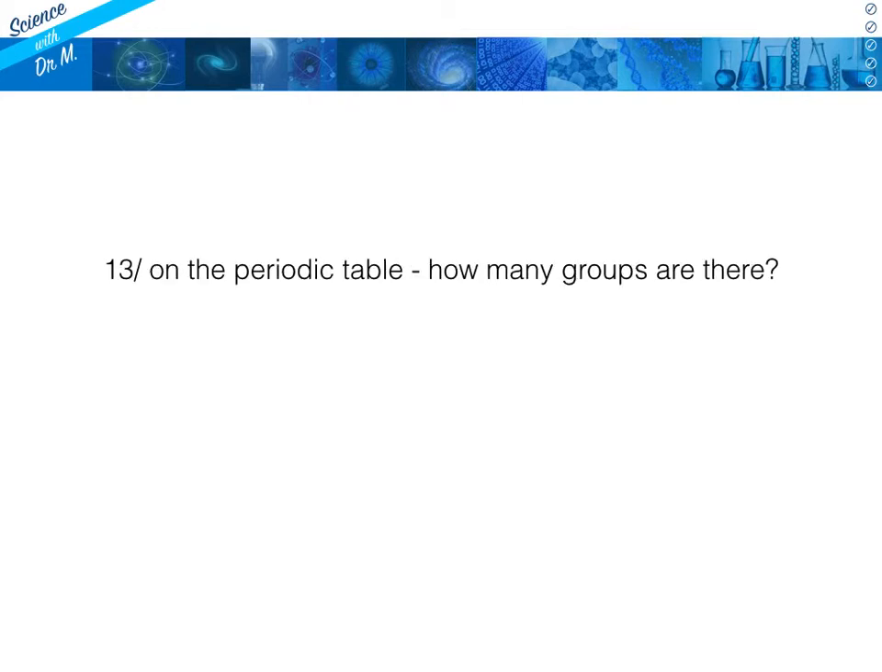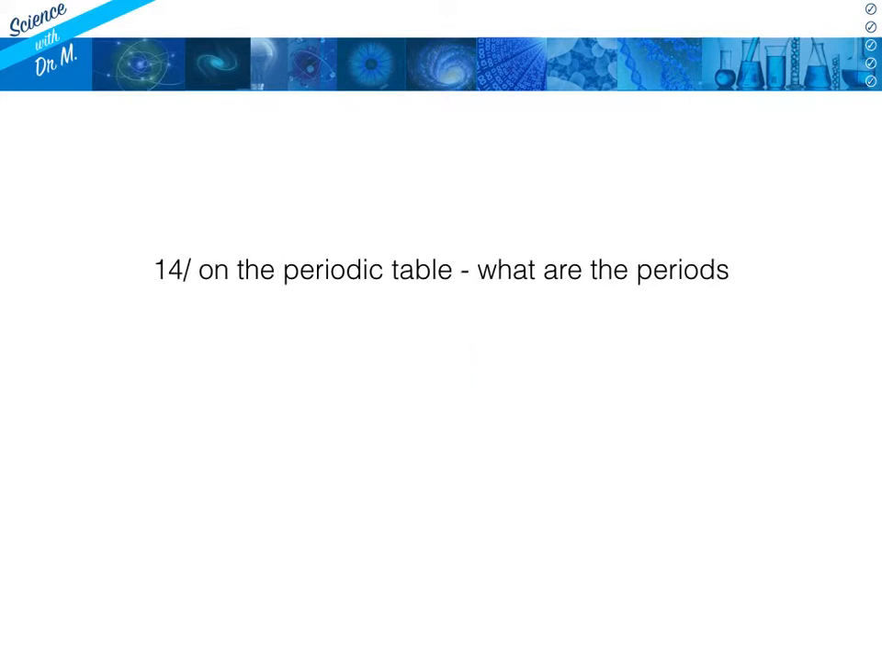Question 13. On the periodic table, how many groups are there? And the answer is 8. Number 14. On the periodic table, what are the periods? And the answer, they are the rows.